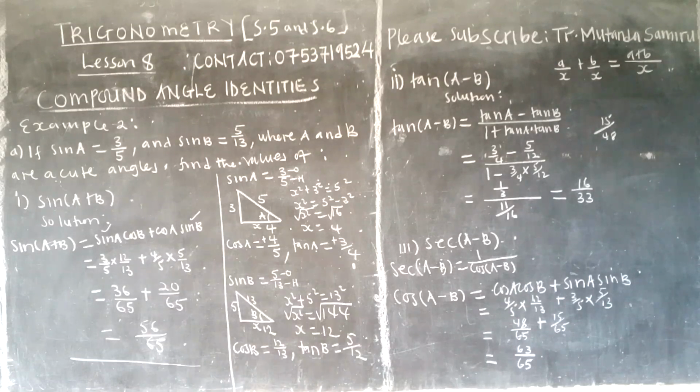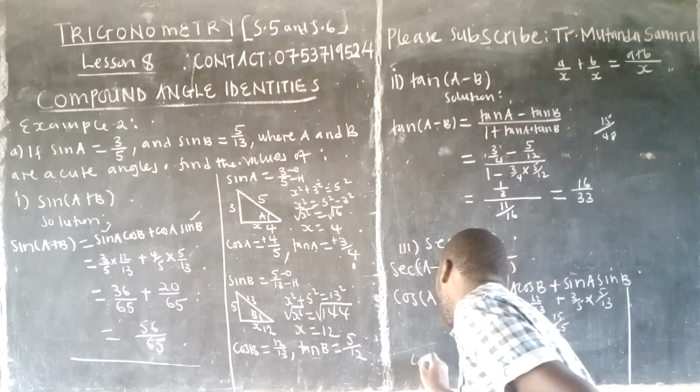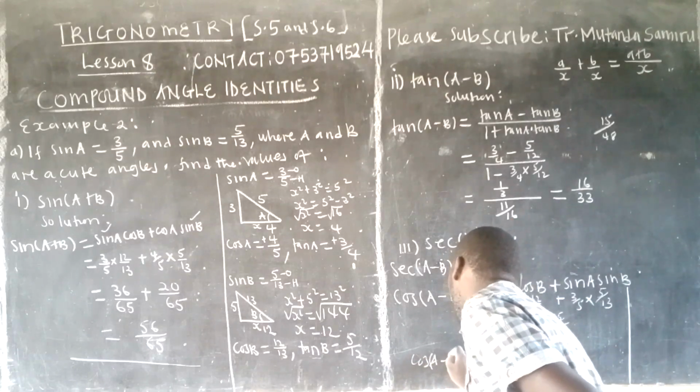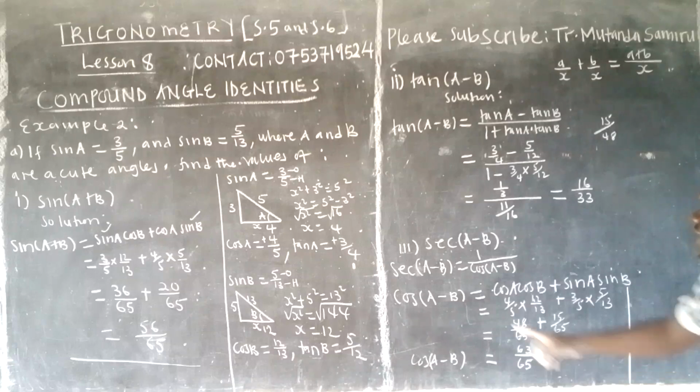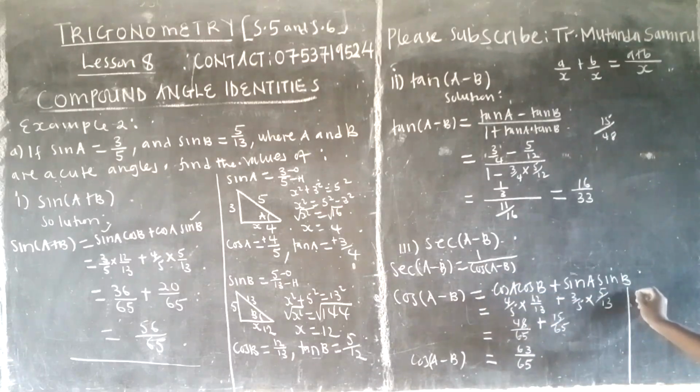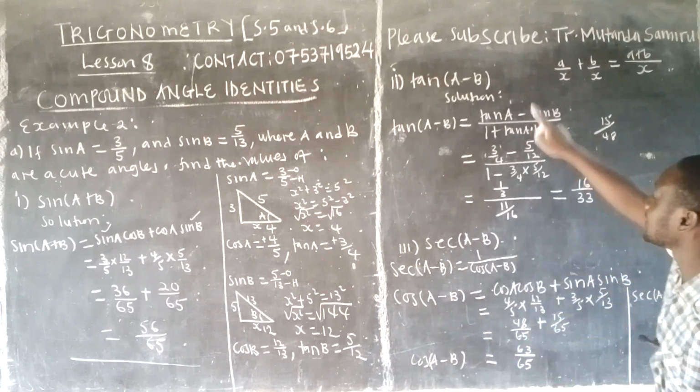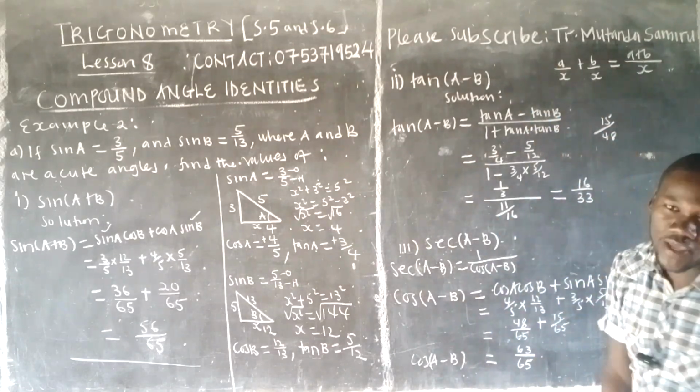All right, but remember, this is for cos(A minus B). Now what about sec? Remember, sec was 1 over that. So you'll say now sec(A minus B). You all know that sec is a reciprocal. If cos is this, now sec will be the reverse order, a reciprocal. So that will be 65 over 63. And that's how simple it is. Please don't forget. All right.